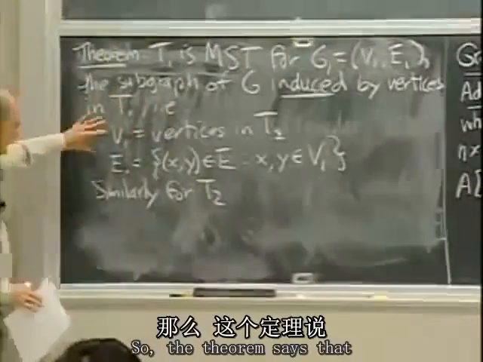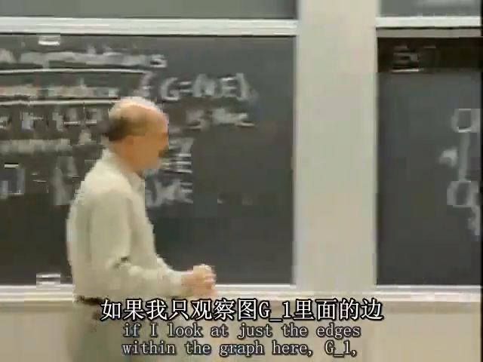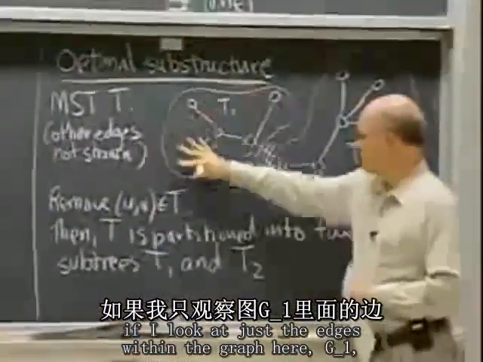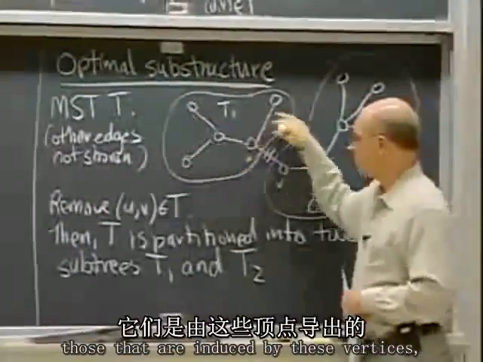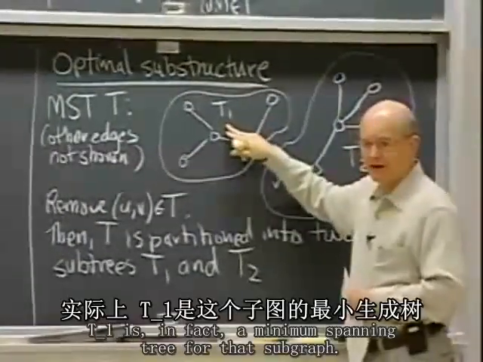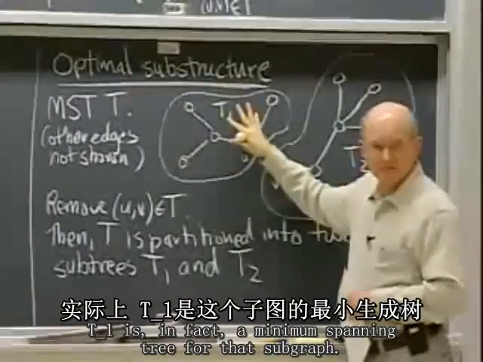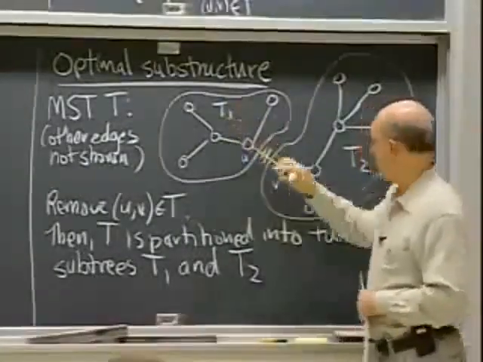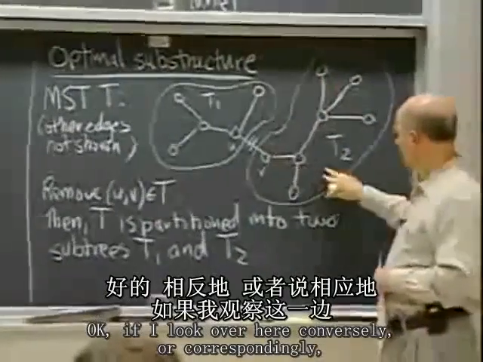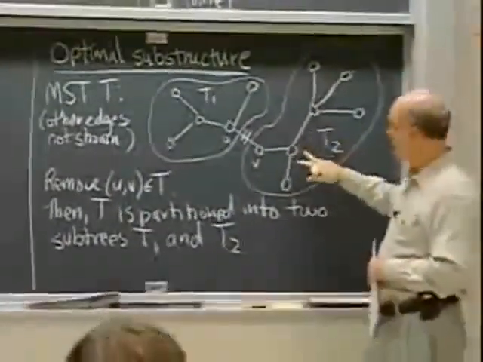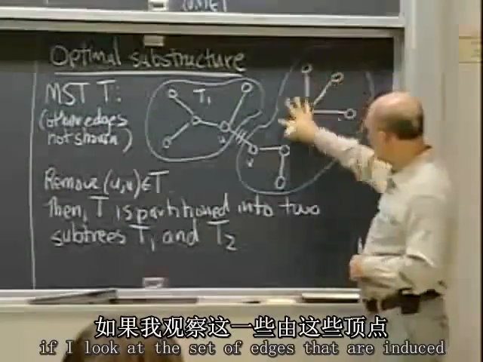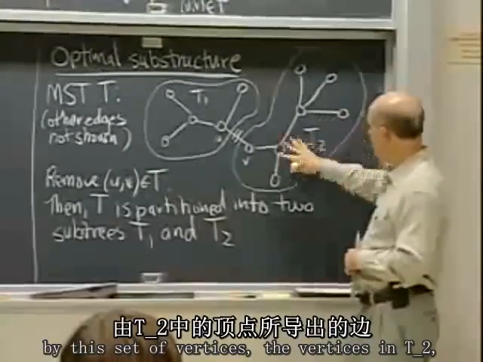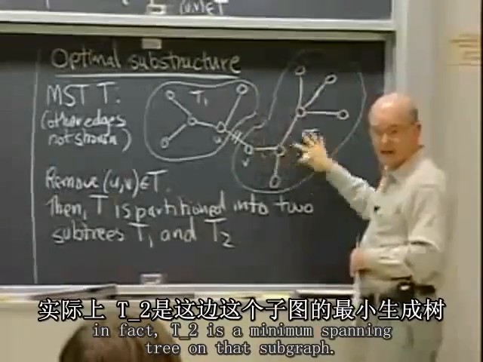So the theorem says that if I look at just the edges within the graph here, G1, those that are induced by these vertices, T1 is in fact a minimum spanning tree for that subgraph. That's what the theorem says. Okay, and if I look over here correspondingly, then if I look at the set of edges that are induced by this set of vertices, the vertices in T2, in fact, T2 is a minimum spanning tree on that subgraph.